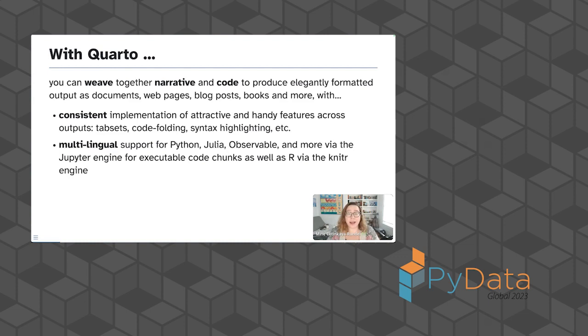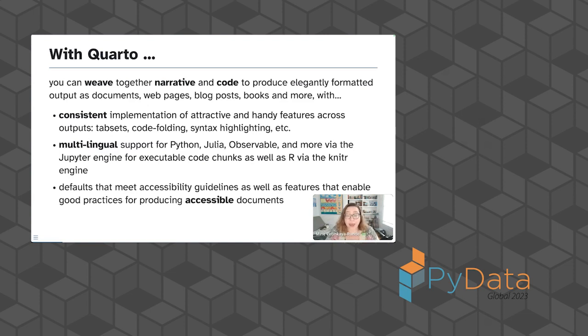In addition, Quarto has native multilingual support for Python, Julia, and Observable, and more via the Jupyter engine, and also for R via the Knitr engine. And importantly, Quarto comes out of the box with defaults that meet accessibility guidelines, as well as features that enable good practices for producing accessible documents. One of my favorite things is that you have an easy way, for example, of writing alternative text for any figures that you include in a Quarto document, whether that is an image that you're embedding in a document as a PNG file or a figure that you're generating computationally, for example.